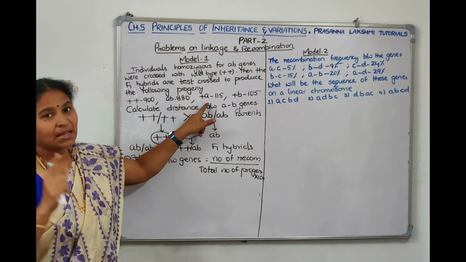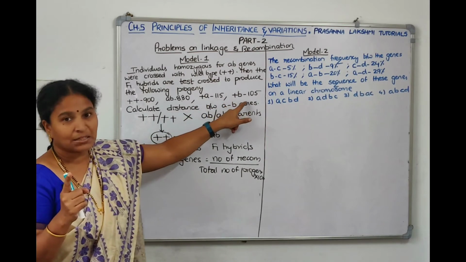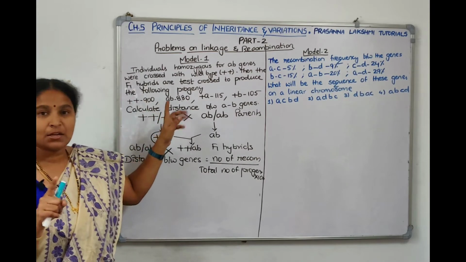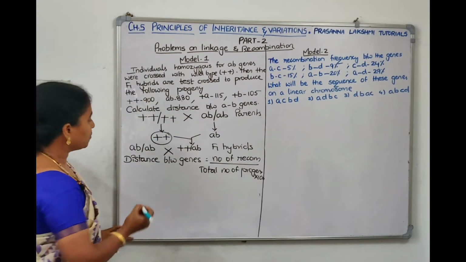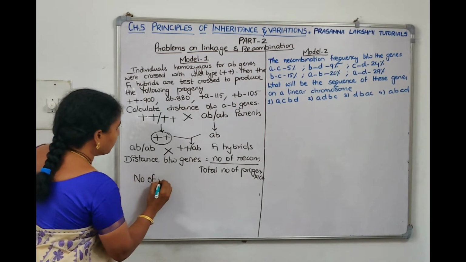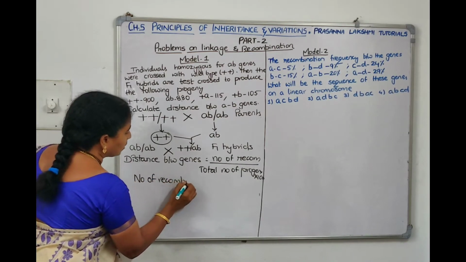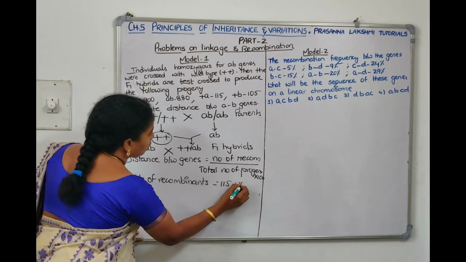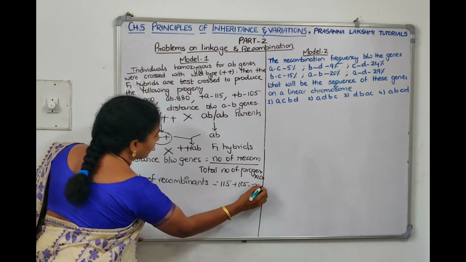So what are recombinants? If plus comes with A, that's a recombinant. If plus comes with B, that's a recombinant. If A is there with B, it's a normal one. If plus is there with plus, it's a normal one. So the number of recombinants means 115 plus 105, which will be 220.